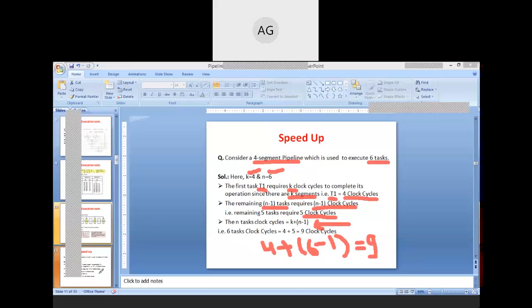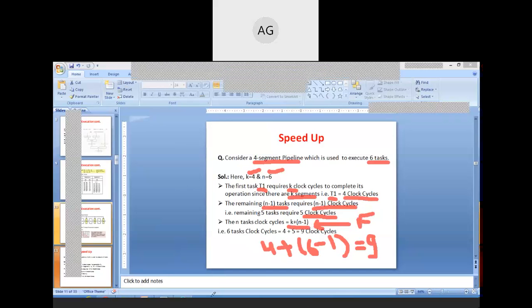Moving to the next slide, just remember this formula in the case of pipeline: k plus n minus 1. You can write down this formula for the case of pipelining to calculate the speed up. In the case of pipelining, we use this formula k plus n minus 1. Now moving to the next slide.